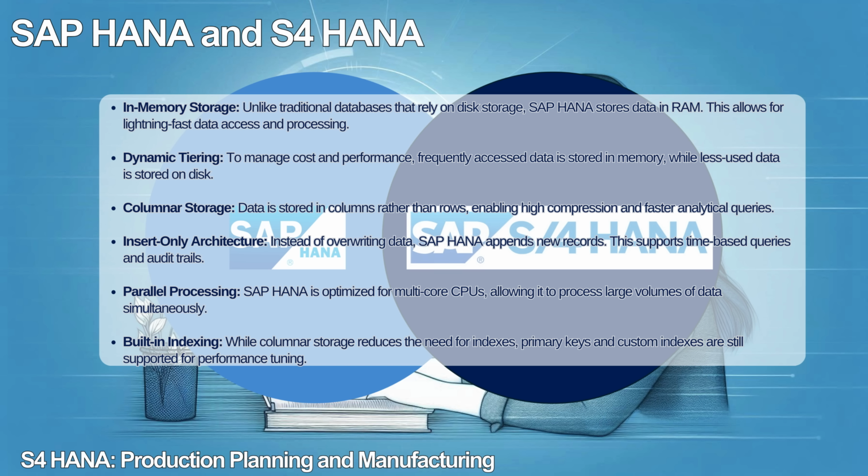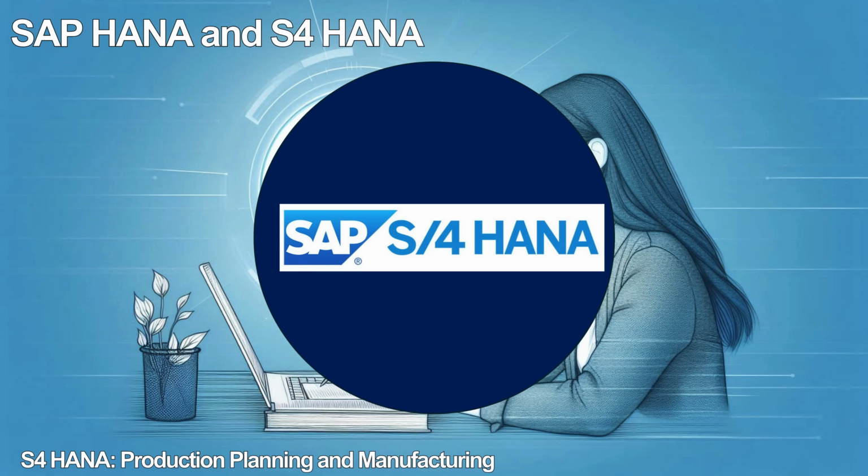In addition, parallel processing. SAP HANA is optimized for multi-core CPUs, allowing it to process large volumes of data simultaneously. And also, built-in indexing. While columnar storage reduces the need for indexes, primary keys and custom indexes are still supported for performance tuning. Now, let's talk about SAP S/4HANA.